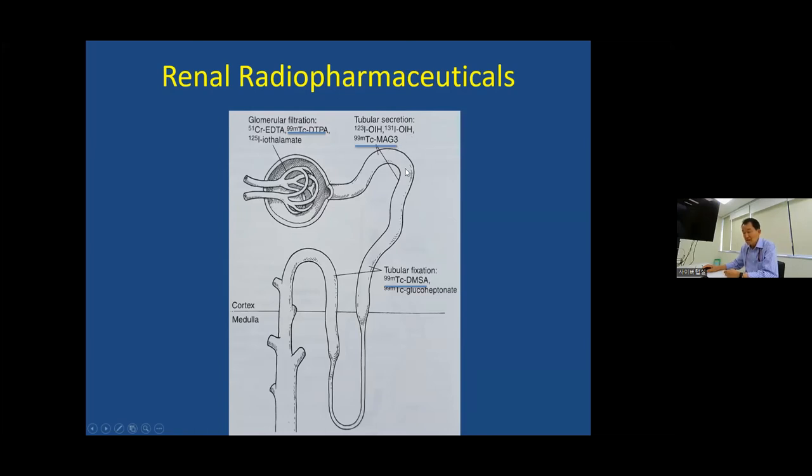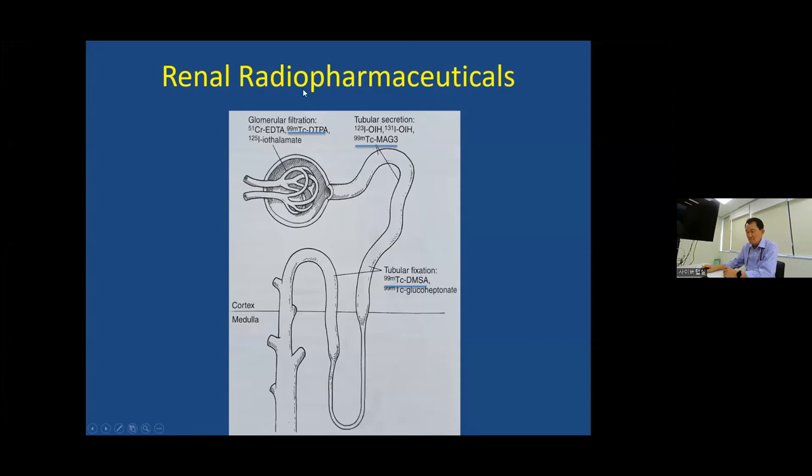Now, MAG3, like hippuran, is a tubular agent. Tubular agent means that 80% of the given dose is actively secreted by tubules, but 20% is filtered by the glomerulus. But because of technetium labeling, we can use a very high dose, like 10 milligrams. With iodine-123, we use less than 1 milligram. So the imaging quality is not so good, and outlining the kidney is not accurate.